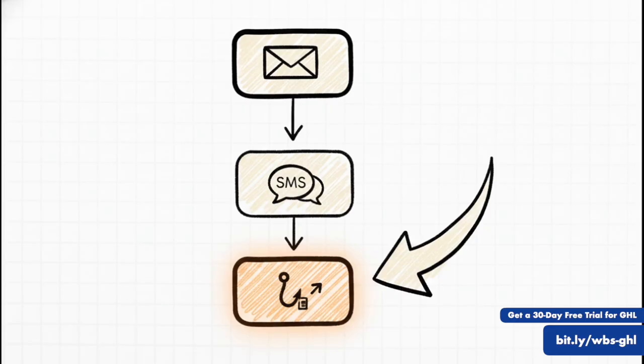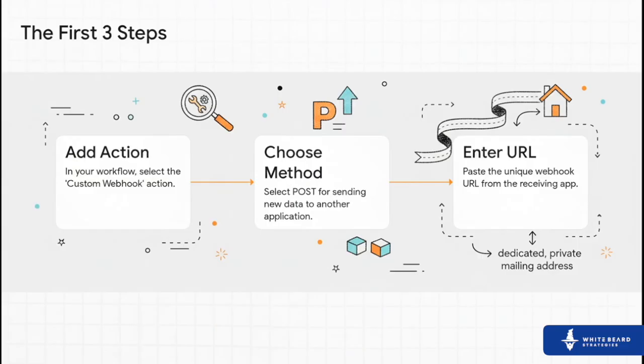And the best part? All of this magic happens in a place you're probably already super familiar with, the GHL Workflow Builder. A custom webhook isn't some weird hidden feature. It's just another action you can add to any of your automations, right there next to sending an email or an SMS.